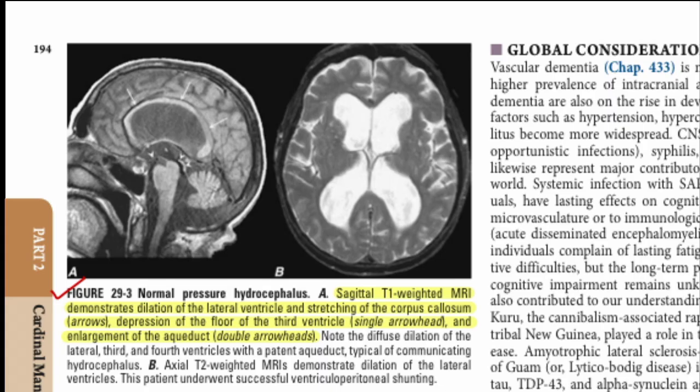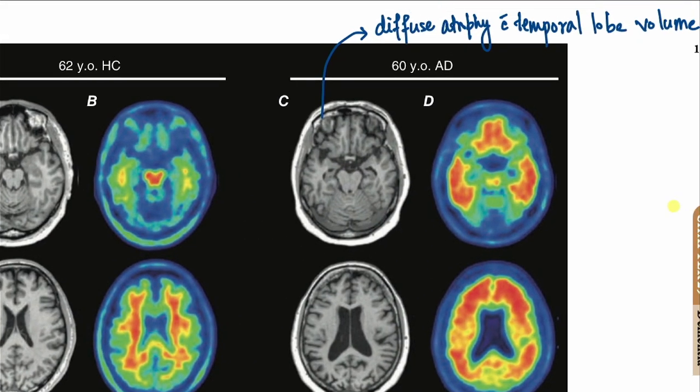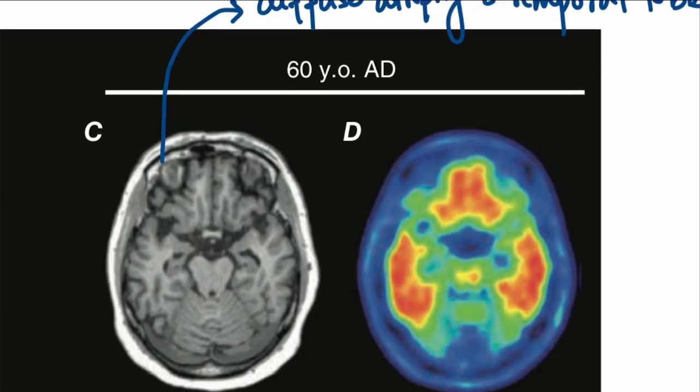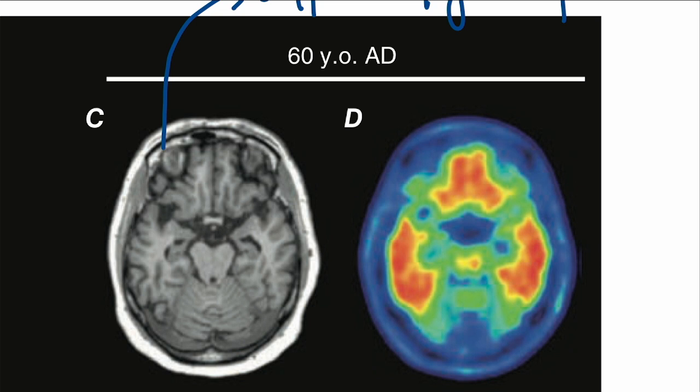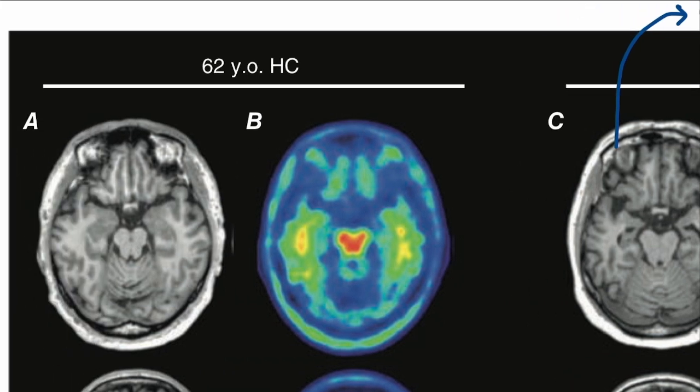Now we will be looking into some important pictures that are given in Harrison's. This picture here shows us that there is temporal degeneration. You may compare it with here. Here the temporal lobe is very good, right? And how do you see it here? Here the temporal lobe is degenerated. Here it is very much good. Here it is degenerated. The temporal lobe is lost in Alzheimer's disease, right?